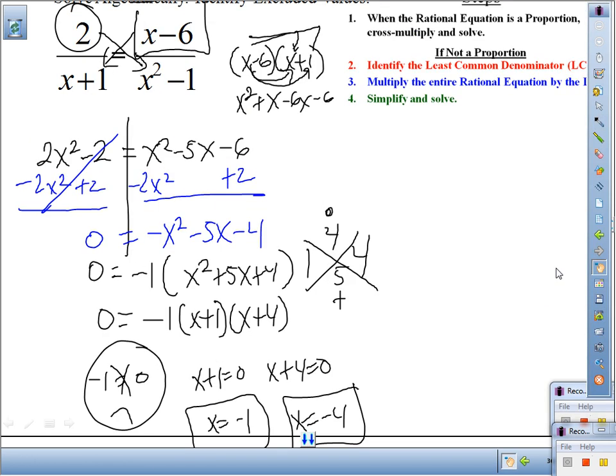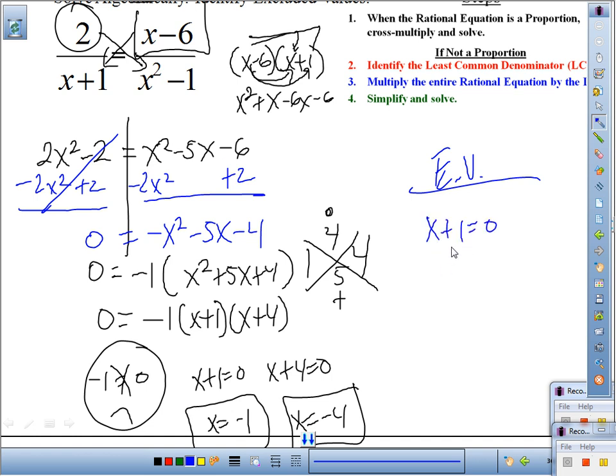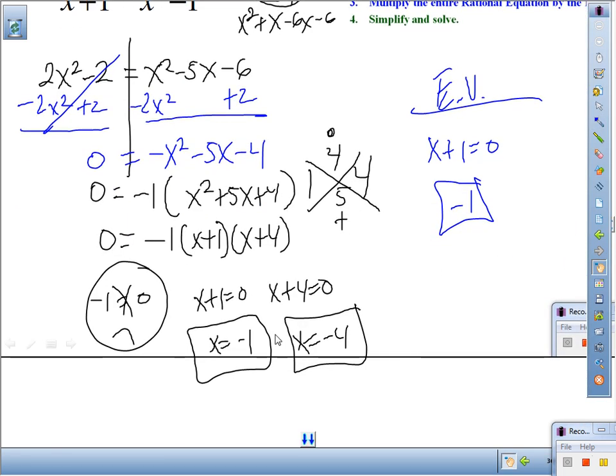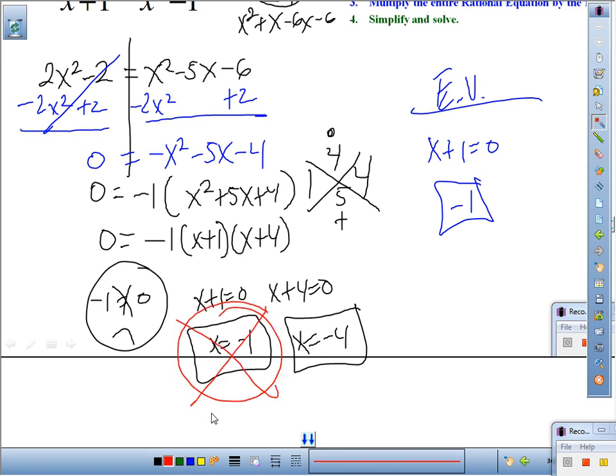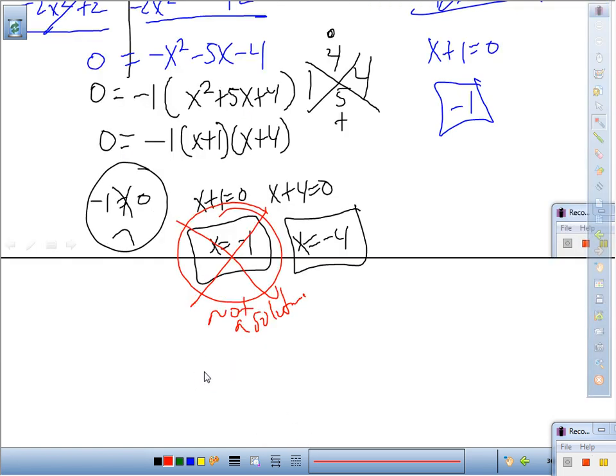All right. Excluded values. Just by looking at it, look up, guys. Look at the first denominator. x plus 1 equal to 0. What is my excluded value? -1. Do we have that in the solution? This one. So right there in red, I'm going to do this. Not a solution. Why? Tell your neighbor. It's an extraneous solution, which means even though it's a solution, it can't be part of the solution because it's an excluded value.